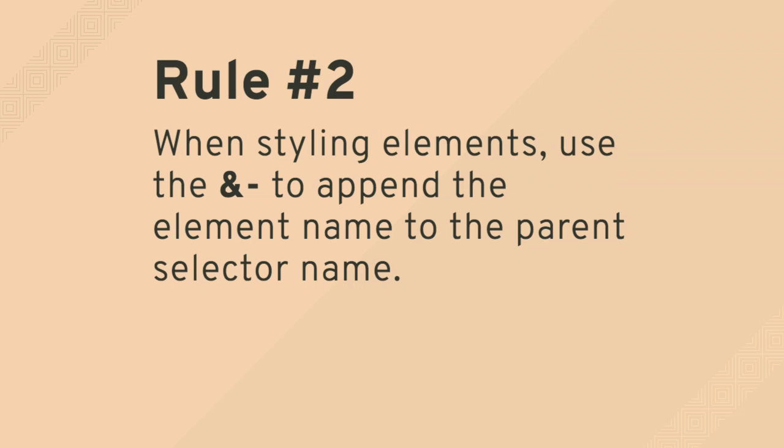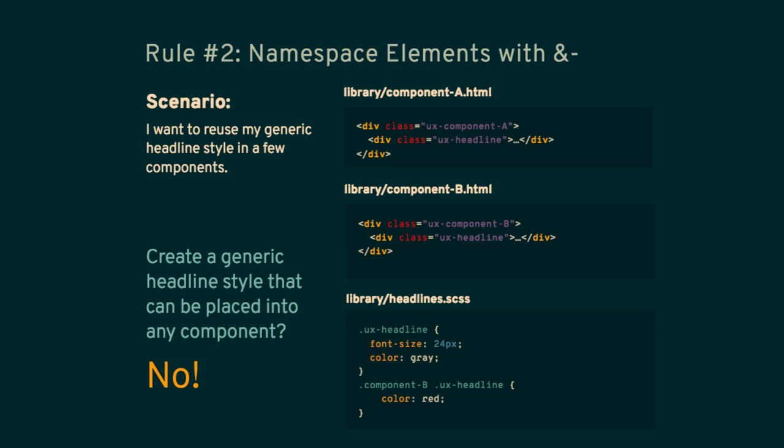Rule number 2, when styling elements, use the ampersand dash to append the element name to the parent selector name. This is how we get away from the crazy nesting hell that Sass allows us to do so easily. If you want to reuse your generic headline style in a few different components, you don't want to apply a generic class like UX headline inside of two different components. Instead, you want to avoid adding additional styles just based on that component like we talked about earlier. You want to have one source of truth and not two.